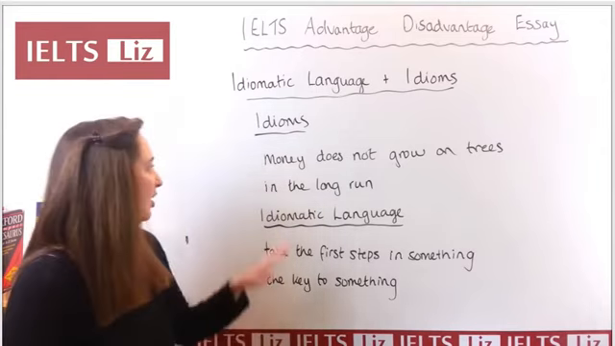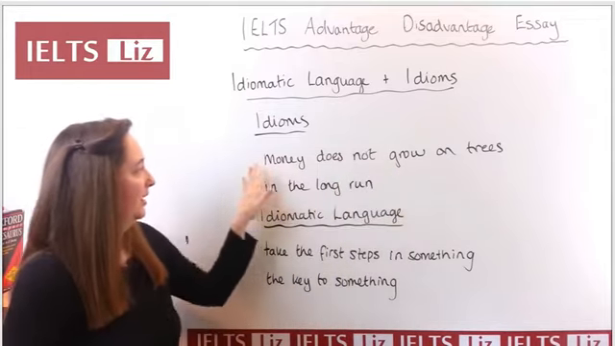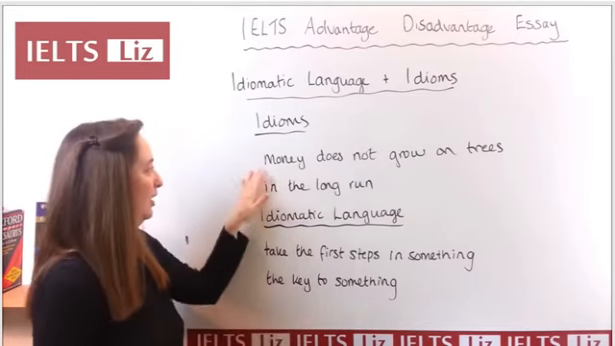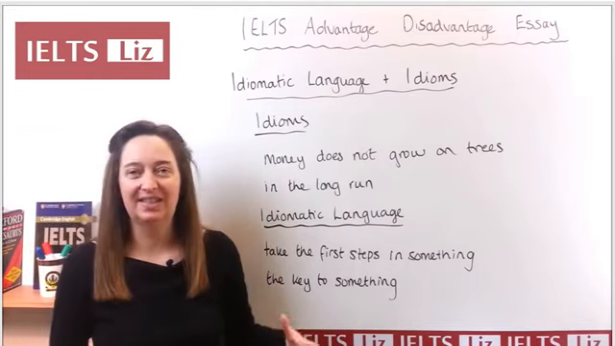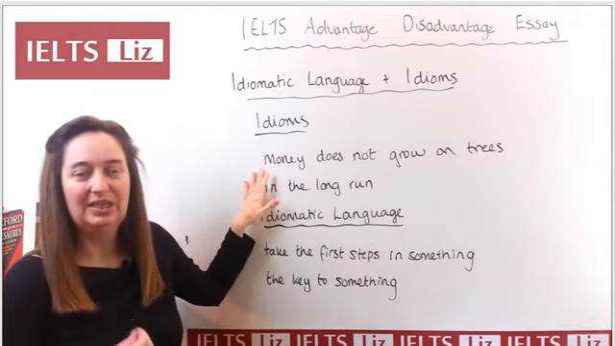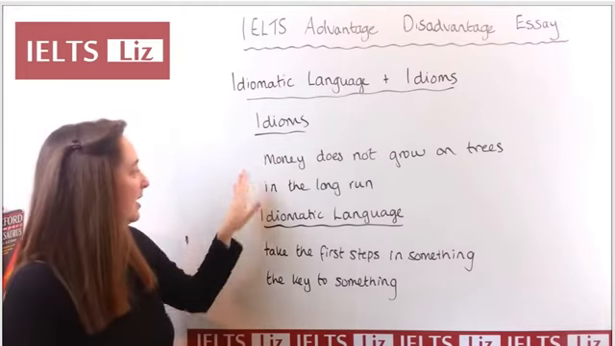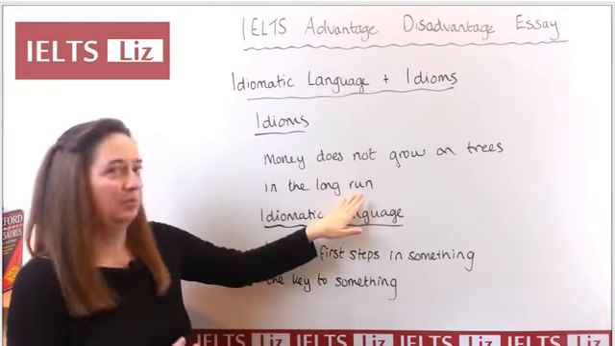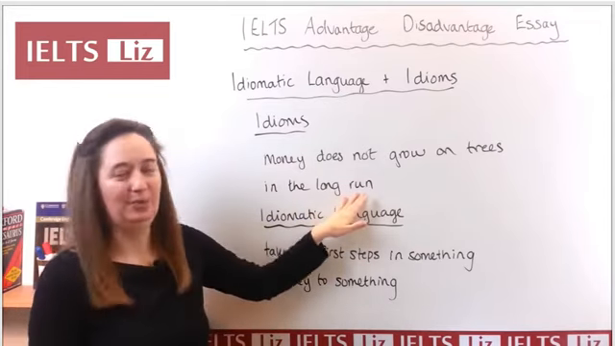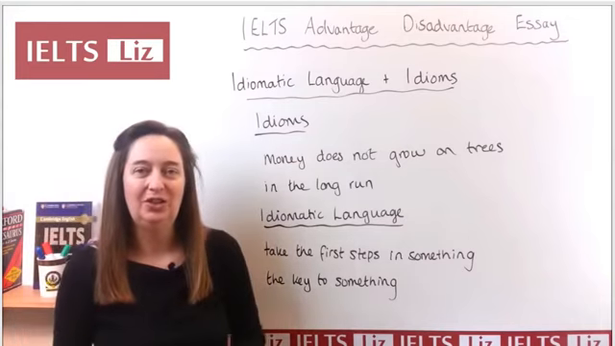Now, in this essay, I did use 2 idioms. "Money does not grow on trees." Now, I didn't use it as an independent sentence. I used this inside a sentence. Firstly, that's how you need to use it, and secondly, this is okay to use for writing. "In the long run", which means if you're looking long term, you can also use this idiom in your writing. These are just 2 examples of idioms that you can use.